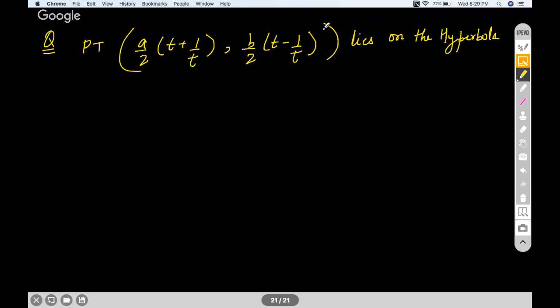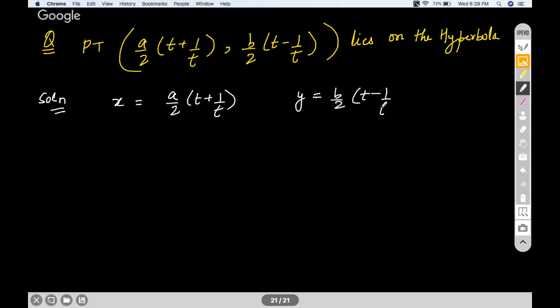Yeah, so here t is a parameter and you need to actually eliminate t in order to get the equation of the desired hyperbola. Correct? So first let us look into this aspect. So x is equal to a by 2 (t plus 1 by t), and y is equal to b by 2 (t minus 1 by t).